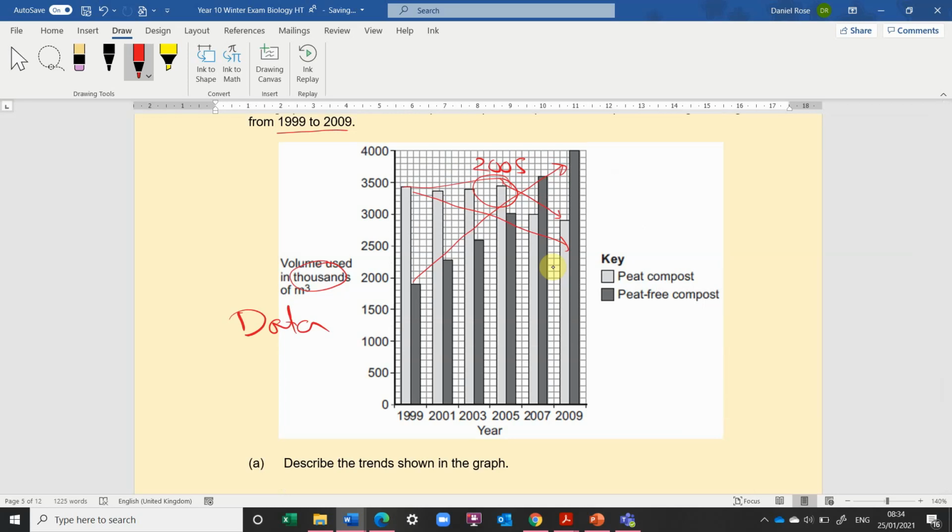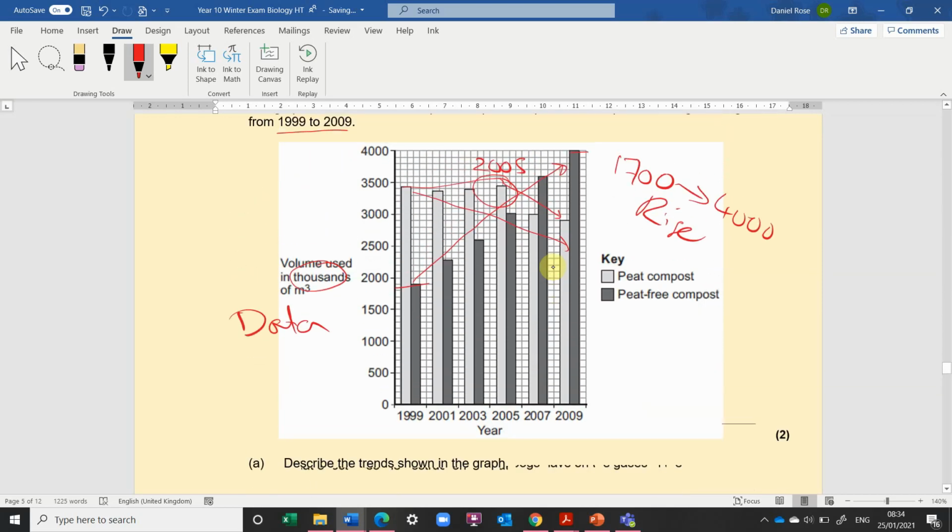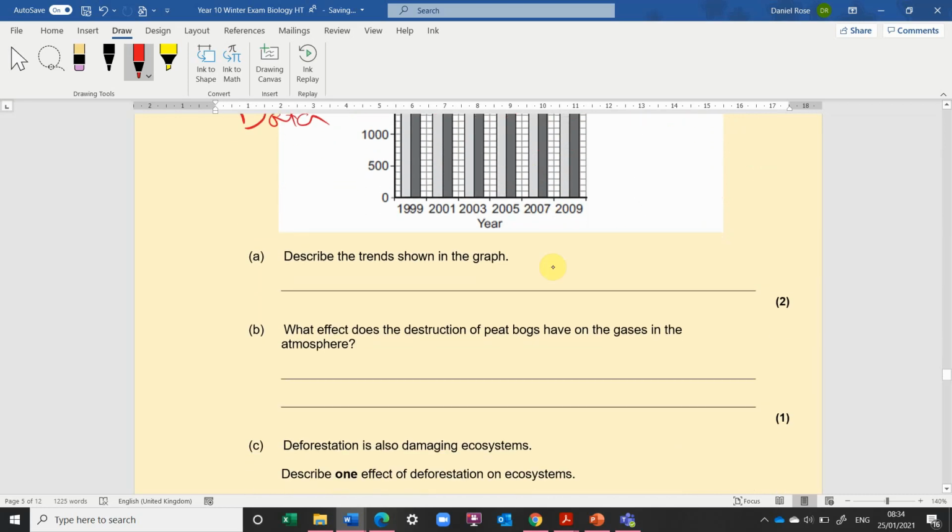Saying that it's rising from 1,700 to 4,000 is a much better answer. But don't just give numbers, include the words as well. Sometimes there's merit in saying it's doubled. In this case it hasn't, so I wouldn't include that, but if you can get language like that, that's good.